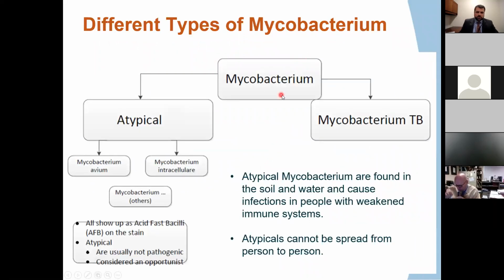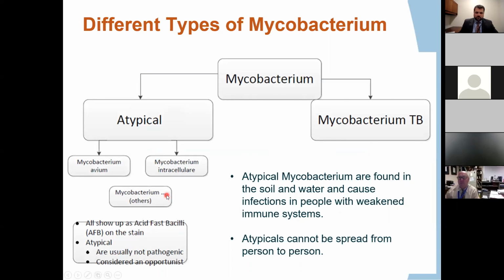So I wanted to differentiate tuberculosis, this is Mycobacterium TB, from atypical Mycobacterium. Atypical Mycobacterium is found normally in soil and water, and it causes infections in people with weakened immune systems. This is MAC infections, Mycobacterium avium and Mycobacterium intracellulare. These are also acid-fast bacilli. This is AFB. It'll show up as AFB on the stain.